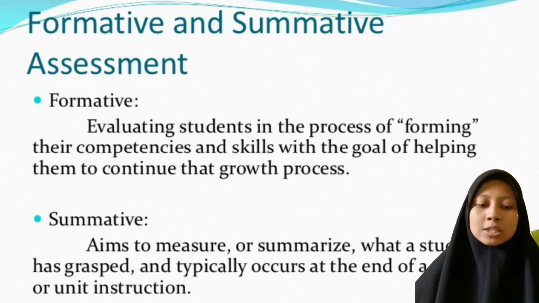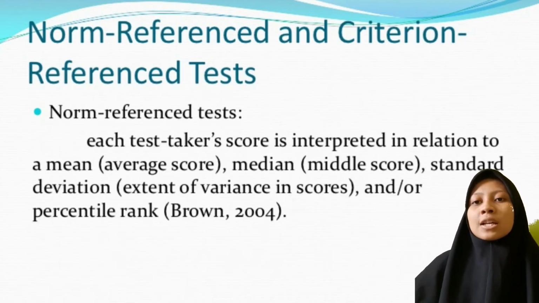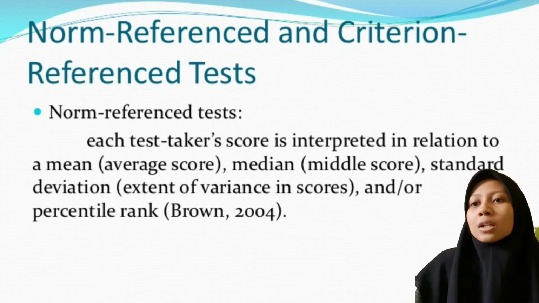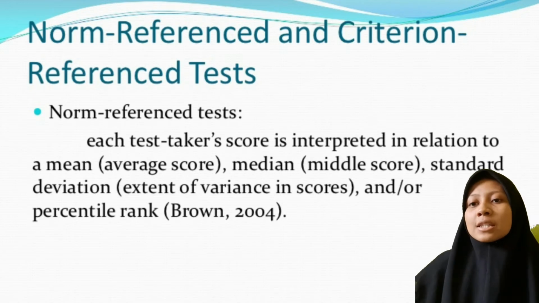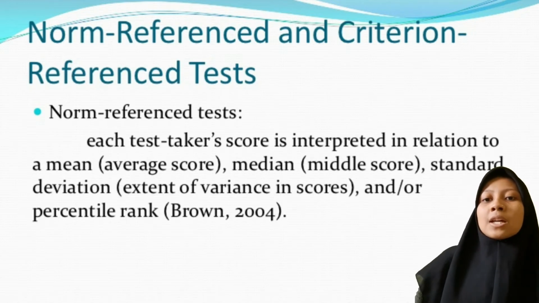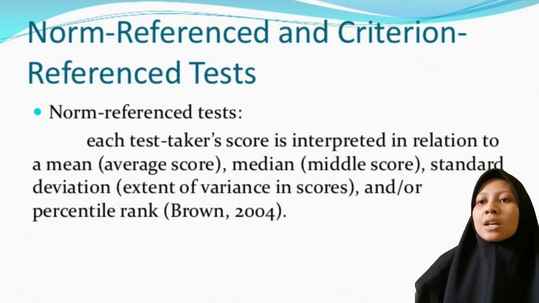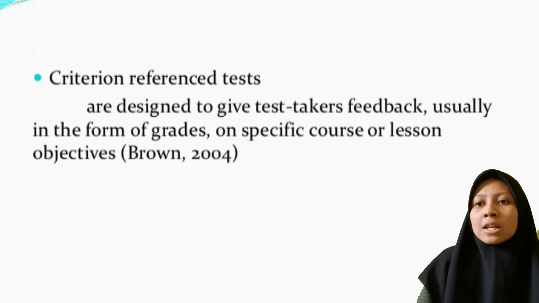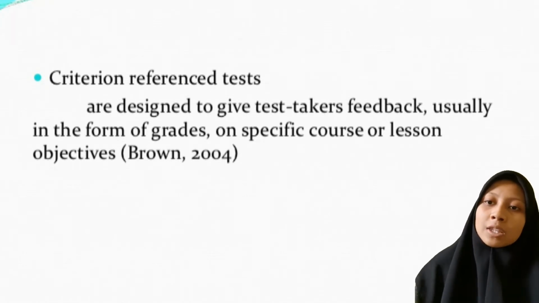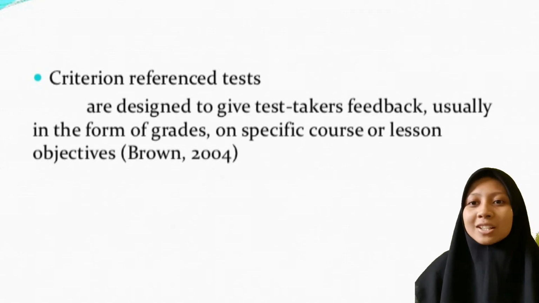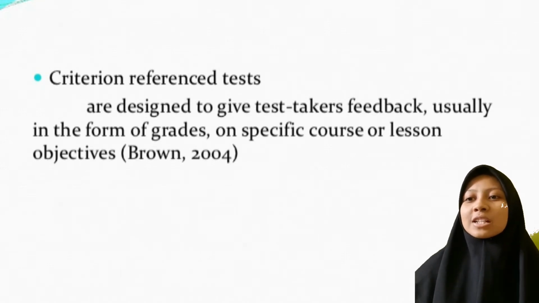Norm-referenced and criterion-referenced tests. In a norm-referenced test, each test taker's score is placed in relation to the mean, median, standard deviation, and percentile rank. Criterion-referenced tests are designed to give test takers feedback, usually in the form of grades, on specific course or lesson objectives.